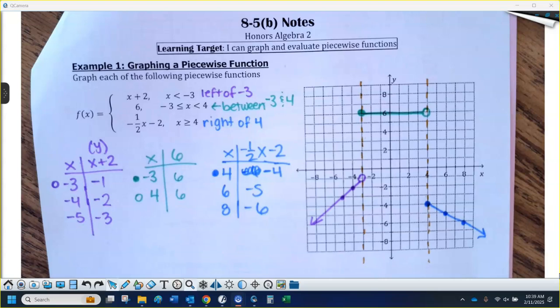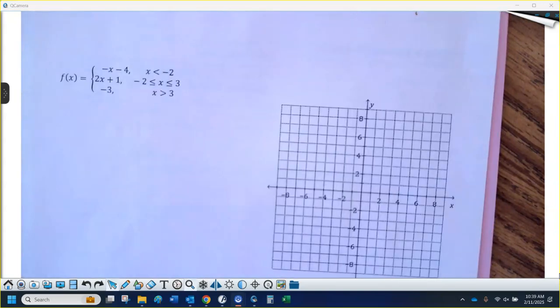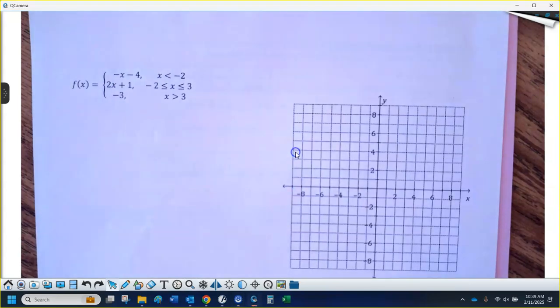So the first piece is only left of -3. The second piece is in between -3 and 4 for your x values. And then the third piece, x value is bigger than 4, so it would only go to the right. Okay, let's try one more here before we'll do a little bit more complicated one on the back.